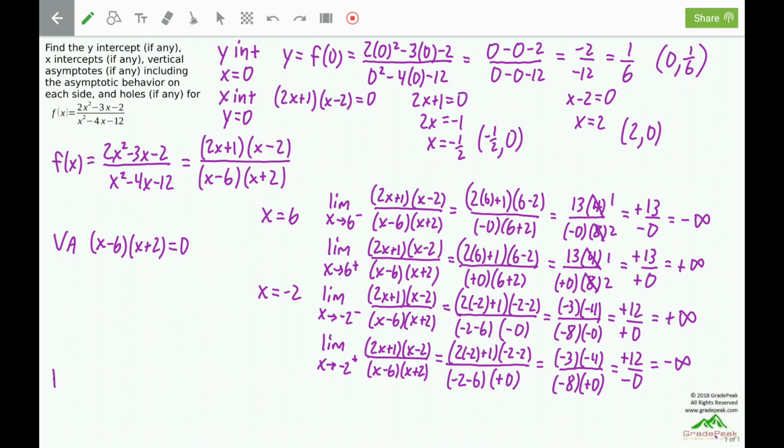The last thing to determine are any holes in the graph, and the holes occur for all of those factors in the factored version of the function that were able to fully cancel with the corresponding factors in the denominator. But we had no factors cancel at all. Therefore, there are none.